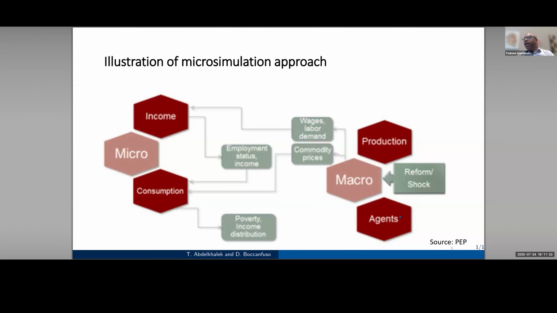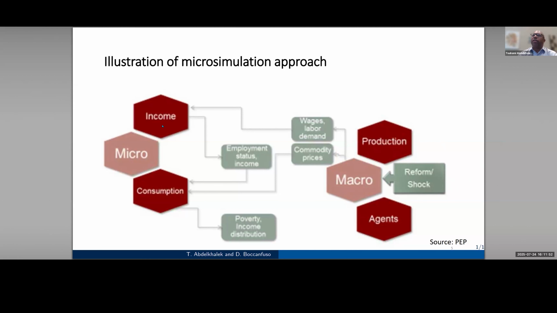We have the production, agents, wage, commodity price. If you want, you can see this like a CGE model. And we have here a shock coming from a reform or an external shock, any external shock that we can simulate from a CGE model.